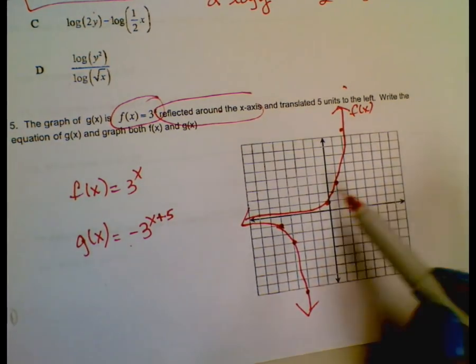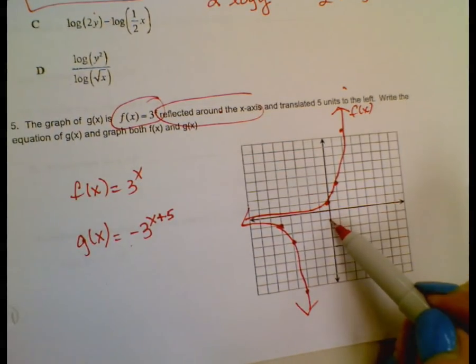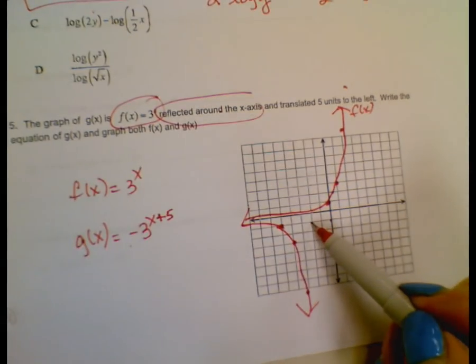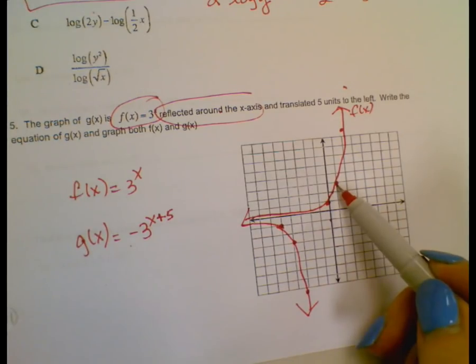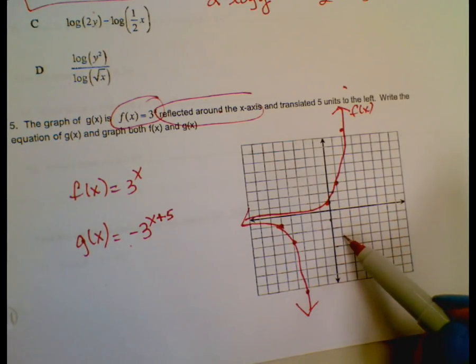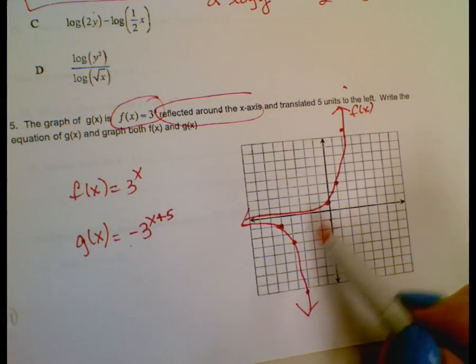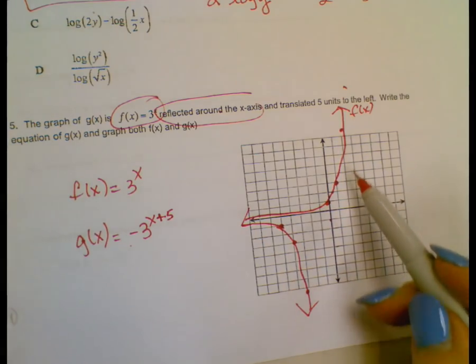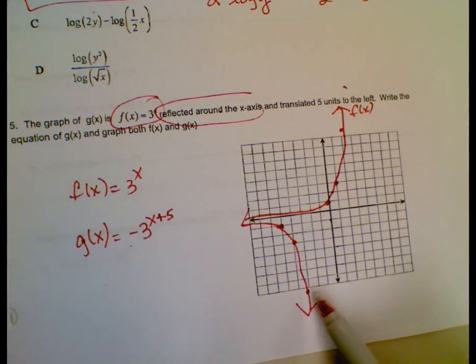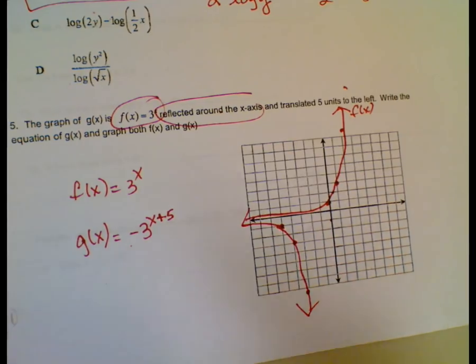So if we would have reflected this first one here, it would have been here, and then you would have went 5 to the left. That makes sense. If you would have reflected this one over the x-axis, 1, 2, 3, and you went 5 to the left, that makes sense. And if you would have reflected this one over the x-axis, it would have been here, and then 5 to the left, and right there. So good. So that's it for this.